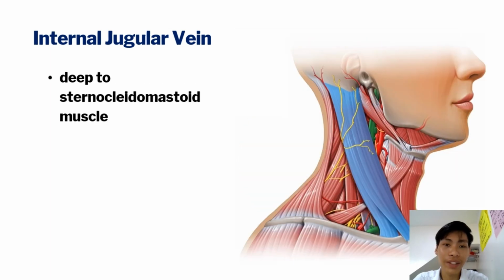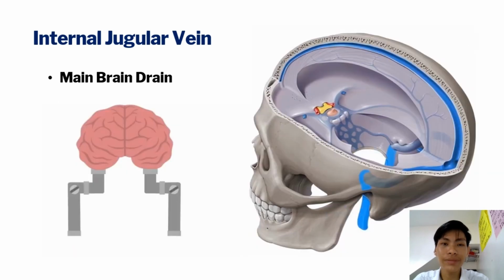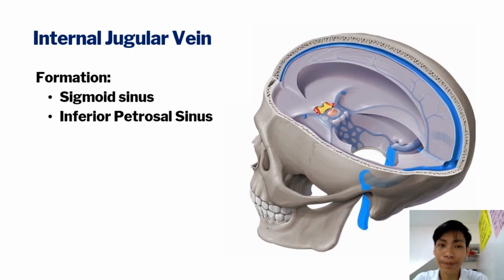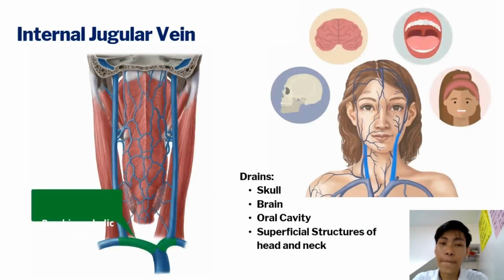This vein can be found just deep to the sternocleidomastoid muscle and therefore is not usually visible on the surface of the skin. The internal jugular vein is also the main brain drain. It is formed by the union of the sigmoid and inferior petrosal sinus. The internal jugular vein extends down the neck to drain into the brachiocephalic vein, as we can see in this posterior view of the neck.